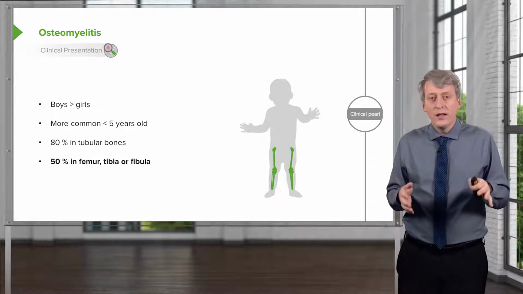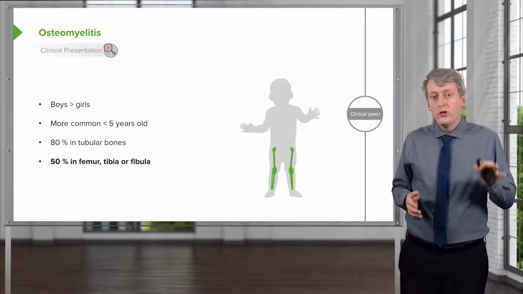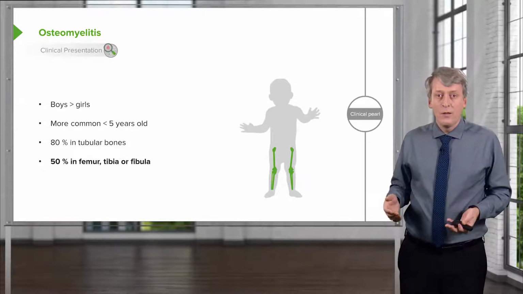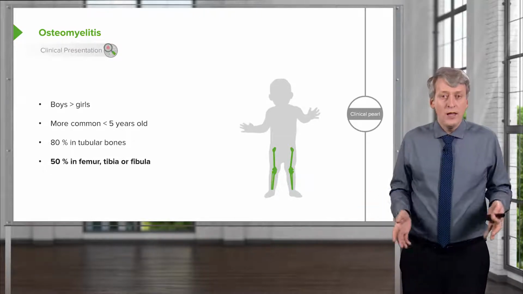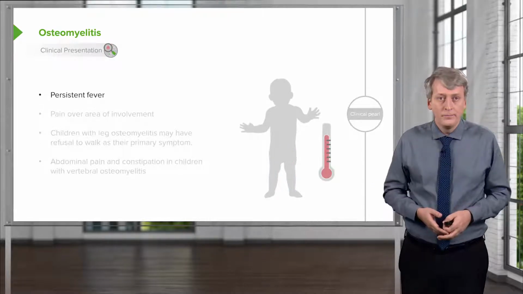This is probably because the legs are most prone to accidental trauma. Remember, trauma is part of the pathophysiology of this disease. First they bang into something, then they have a transient bacteremia, and the bacteria sets up shop in that bone. So the legs are particularly prone.